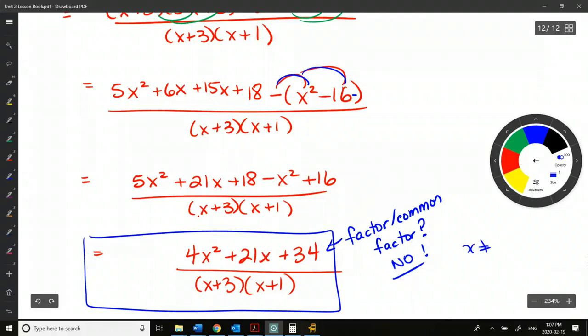And we have our restrictions from above, so -3, -1, and 6 over 5.